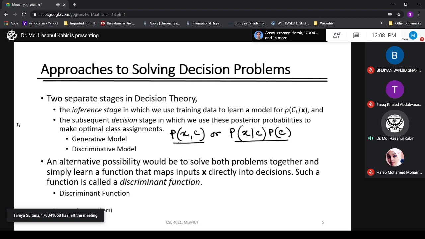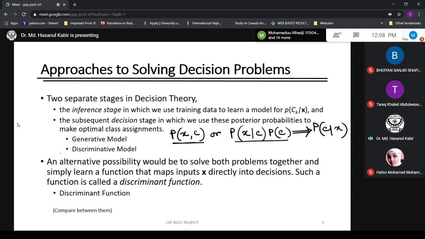So we estimate the joint probability, and from here, once we have computed this, we will try to compute the probability of the class given X, that means the posterior probability. In case of discriminative models, we'll directly try to compute the posterior probability term, that is probability of class given X. In case of neural network, we have seen that we directly compute this particular posterior probability, right? And then we have seen an alternative approach where we simply take the input X and come up with the decisions. Those approaches are known as the discriminant function. We'll talk more about them in the next lectures.